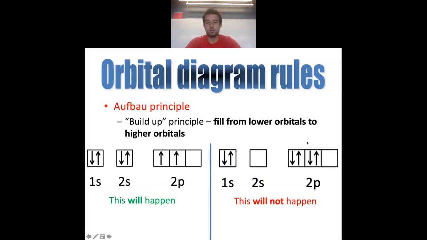In this other picture over here, you'll notice I skip 2s entirely and put 4 electrons or 4 arrows into 2p. From what we know about electron configuration, that's incorrect, right? We would never say 1s2, 2s0, and then 2p4. That would be an incorrect electron configuration. So Aufbau just kind of put that into a rule and made a bunch of money off of it, which is bum because I could have done that, you know.